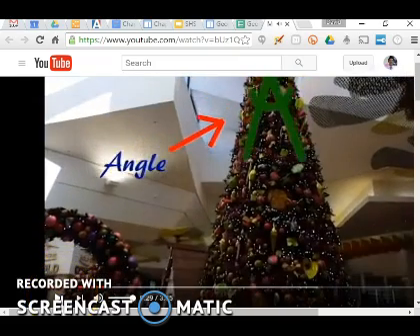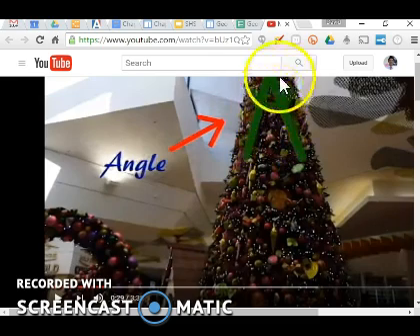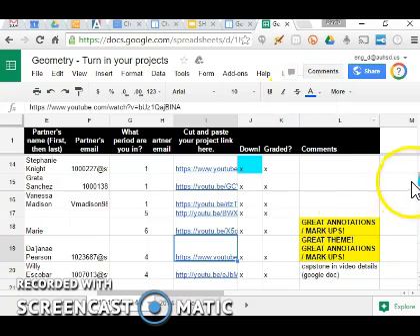Now, although we can't hear the student, I wanted to point out that they wrote on their video. Do you see that? Even though it was difficult to hear, at least I know they were talking about the angle at the top of the tree. Let me show you one more.